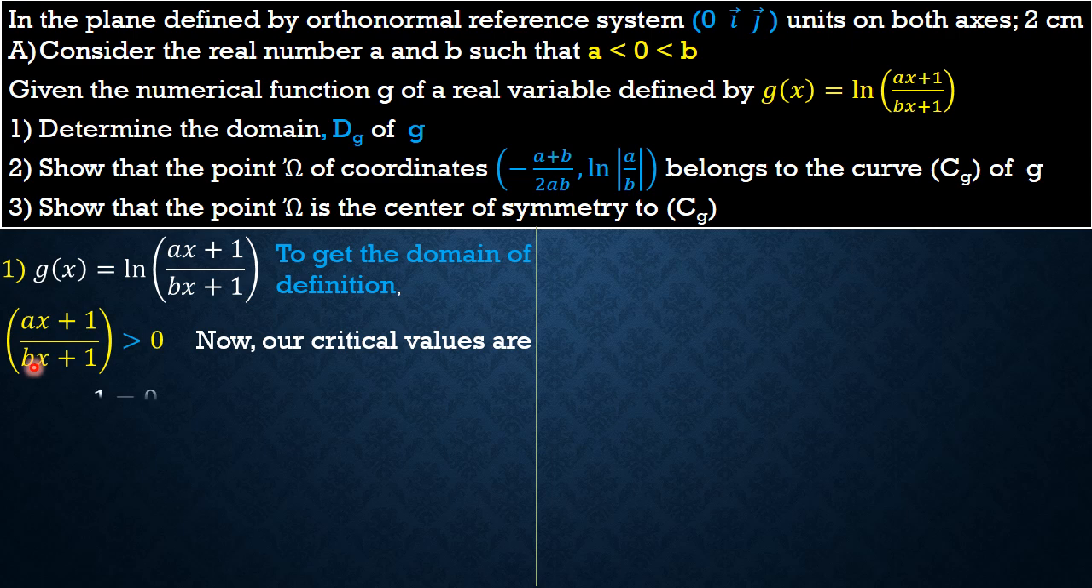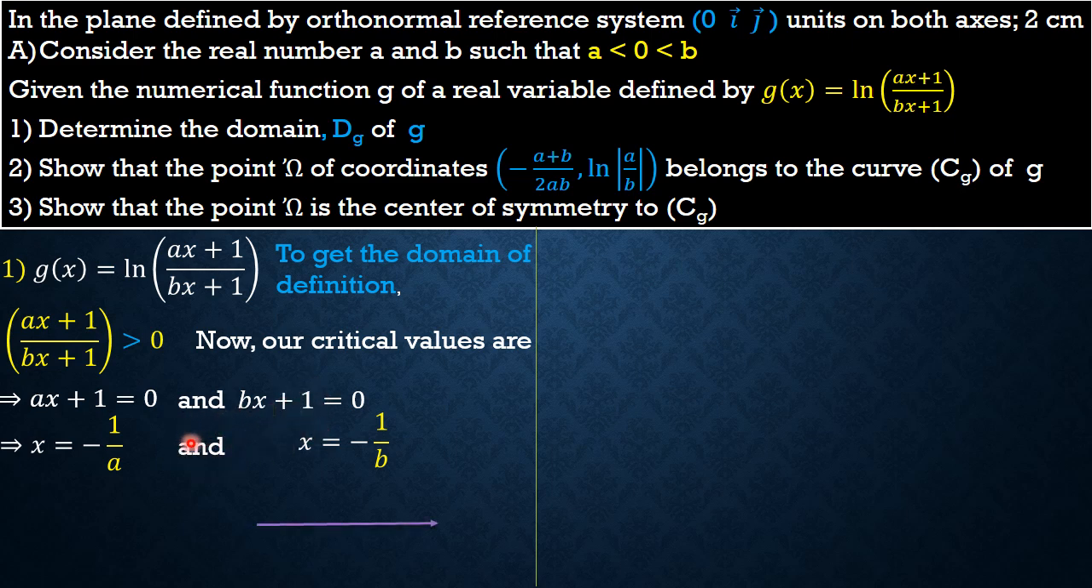By so doing, we are going to have ax plus 1 equal to 0, or we can have bx plus 1 equal to 0. If we solve for x here, we're going to have x equals negative 1 over a, and solving for b here, we are going to have x equals negative 1 over b. Now that we have these two critical values, all we need to do now is to test them using the number line.